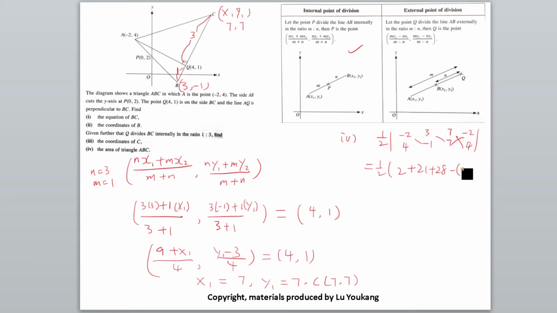From right to left, you should minus the results. Negative 2 times 7, you get negative 14. So you minus bracket negative 14. 7 times minus 1, so you minus 7. And 3 times 4, you get 12, so minus 12. Therefore, let's open a bracket and continue to solve further. You should get 30 unit square for the area of the triangle ABC.